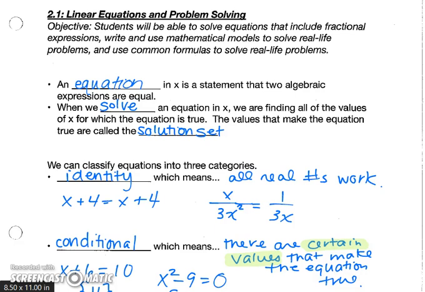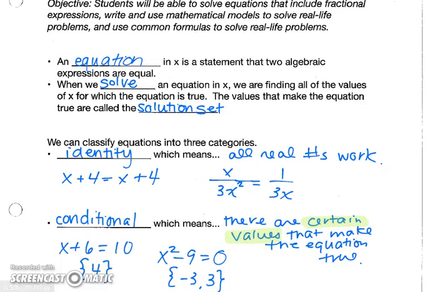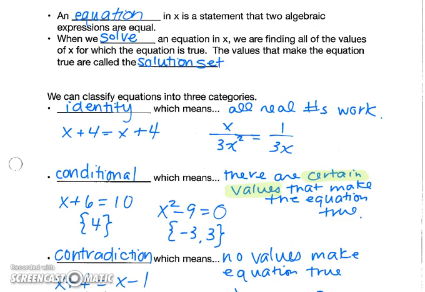There are three types of equations. The first is an identity, meaning every single number you plug in is going to make it work. Think of the same thing on both sides, so x plus 4 equals x plus 4. Any x value you plug in there is going to make it work. You see this example here where it's x over 3x squared. That can be reduced to 1 over 3x. These are in fact an identity as well.